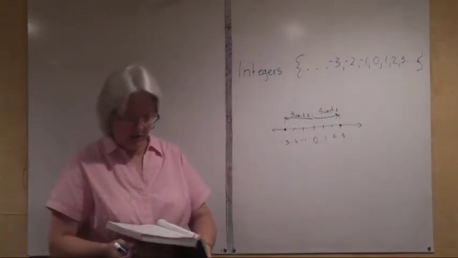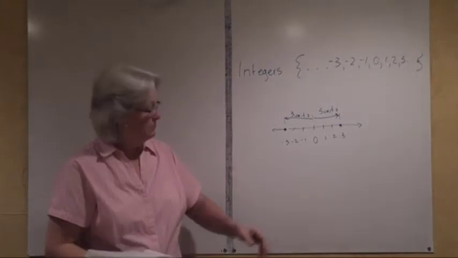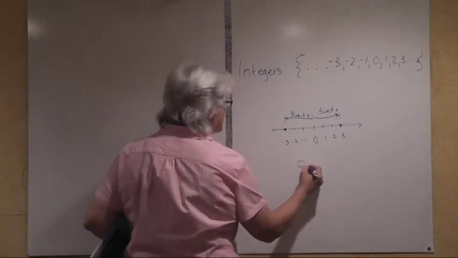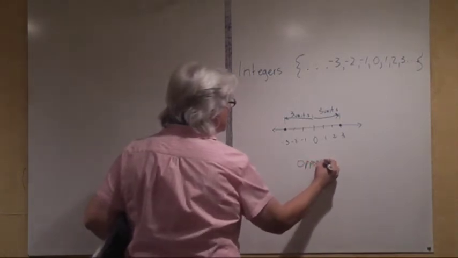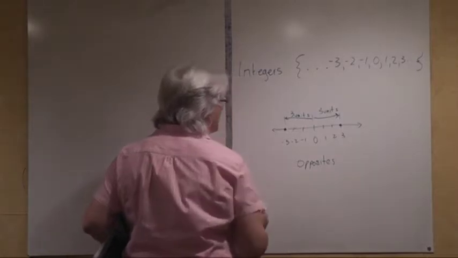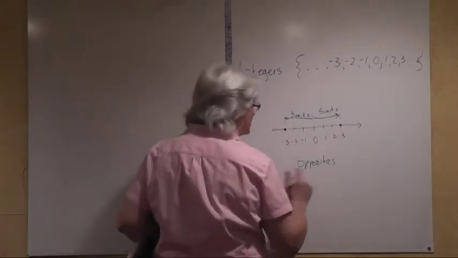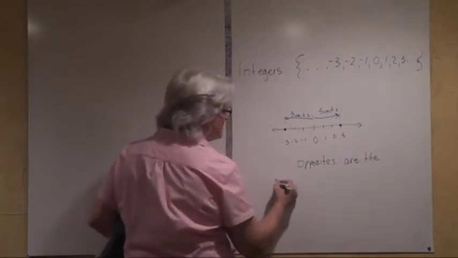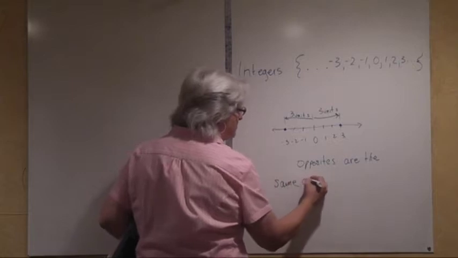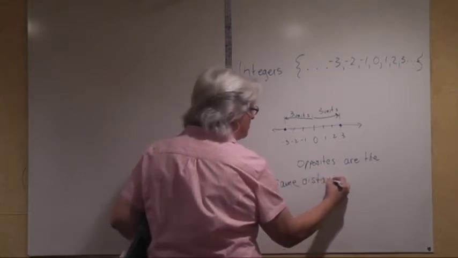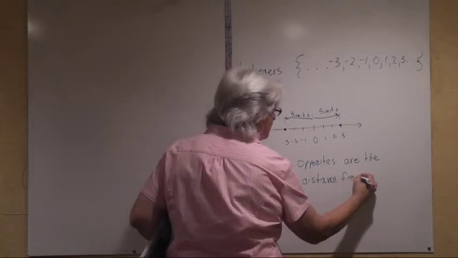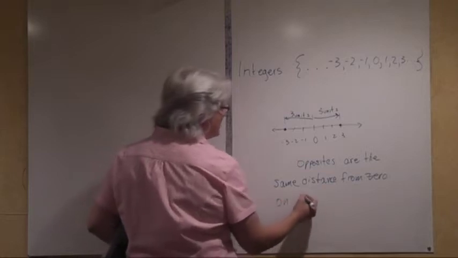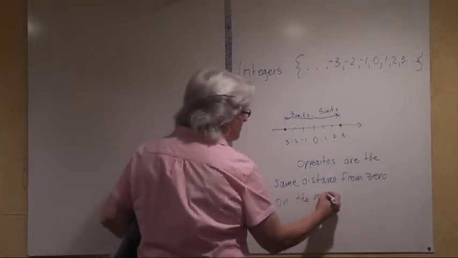You see that that's very important, and this is what they call opposites. Numbers that are opposites are the same distance from 0 on the number line in different directions. Opposites are the same distance from 0 on the number line, but in opposite directions.